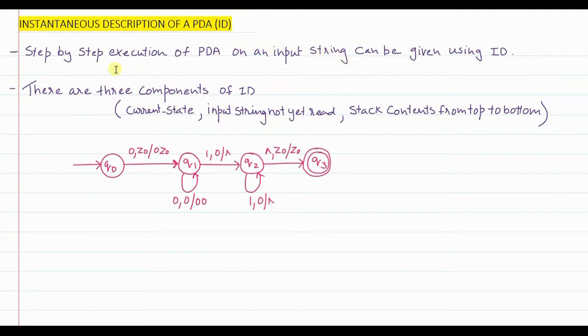There are basically three components in an instantaneous description. The first component is the current state. The second component is the input that is not yet read, or remaining to be read. And third, the contents of the stack from top to bottom.